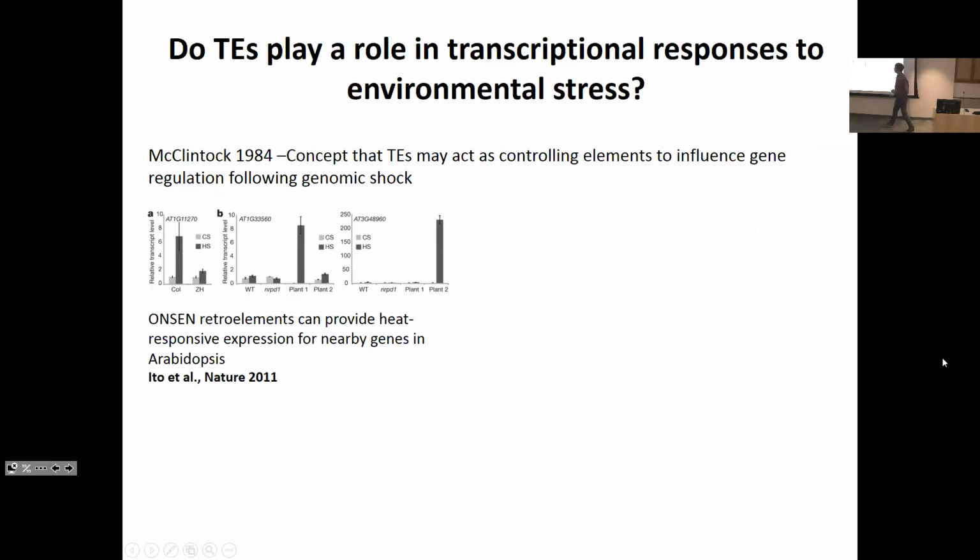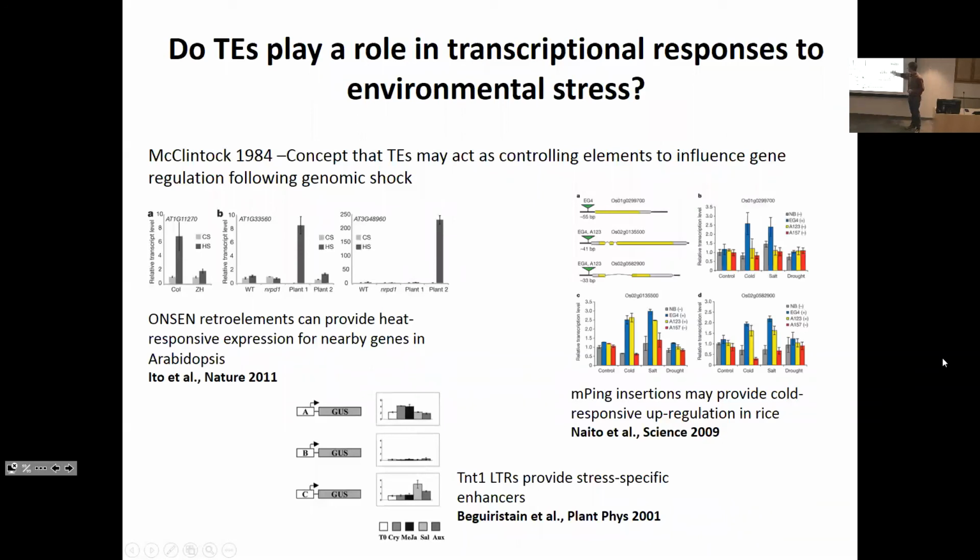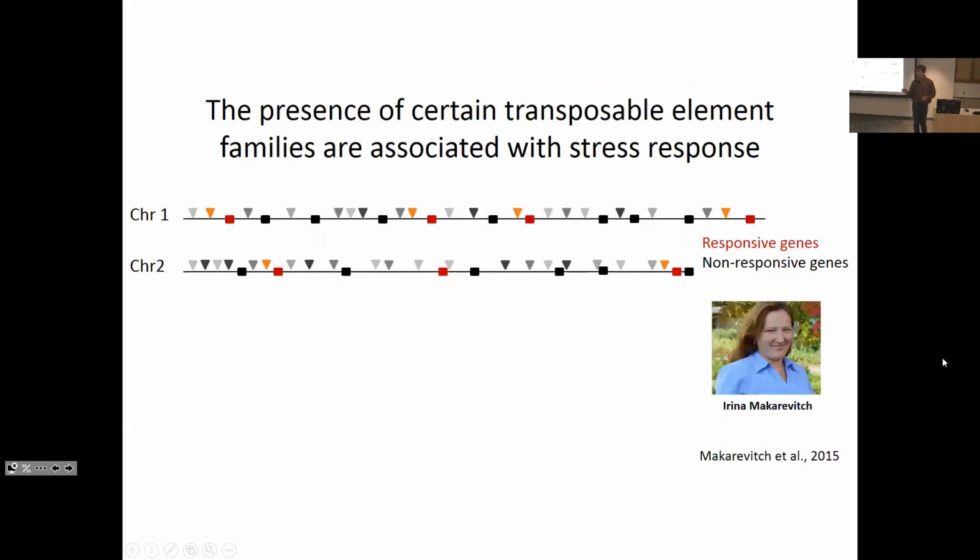There are nice studies in Arabidopsis that suggest this. There's some concepts from tobacco and rice as well. In all of those cases, though, you have relatively few numbers of transposons in the genome, and not a lot of them are near genes. So we looked at this in maize.